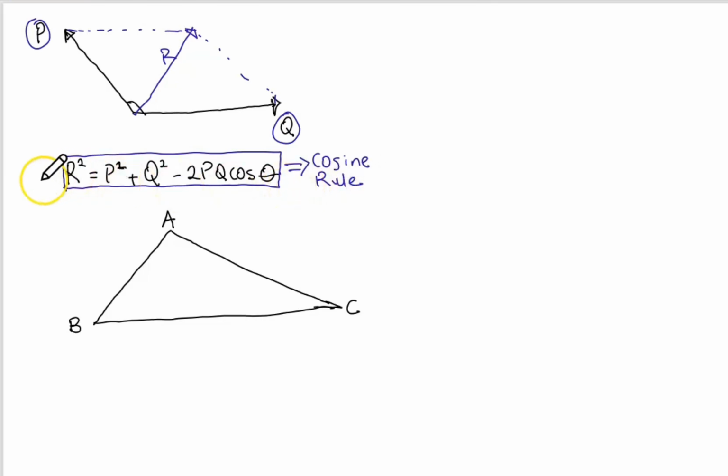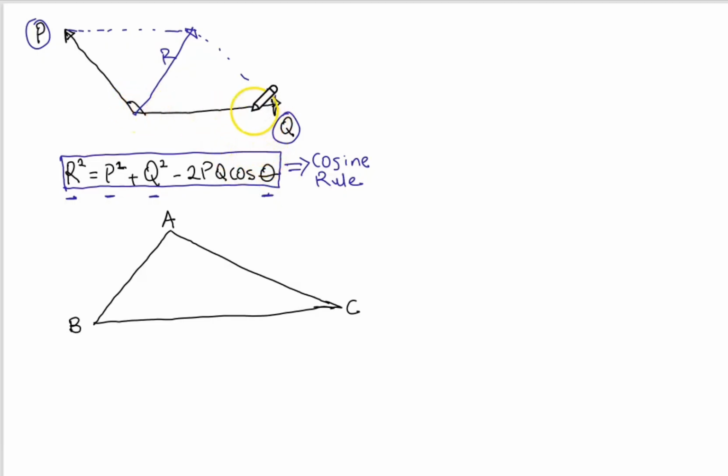So for calculating, we have R squared, which is the resultant, is equal to P squared, which is one of the vectors, plus Q squared, which is the other vector, minus 2PQ cos theta. Now the issue lies in this theta. What is this theta? Is it the one you were given, or is it something else?